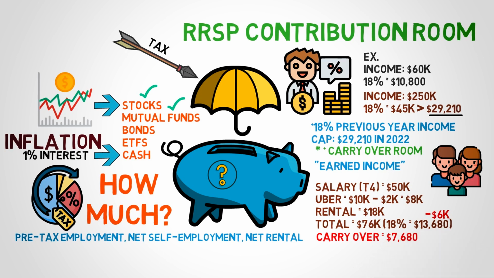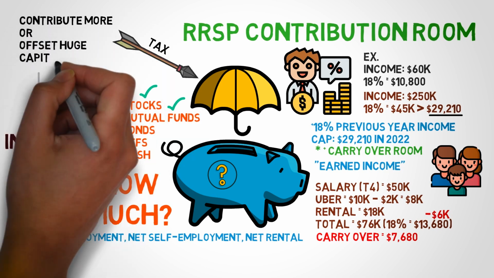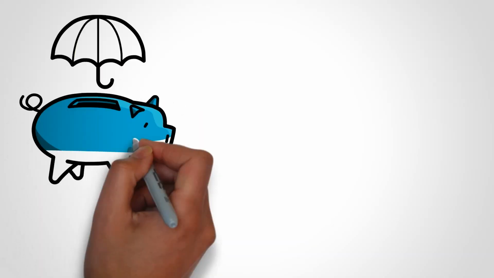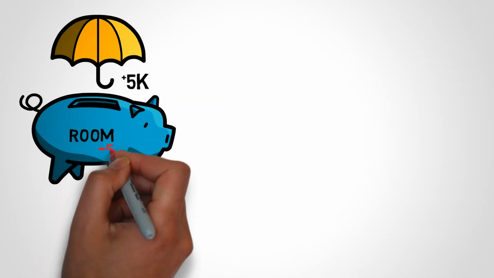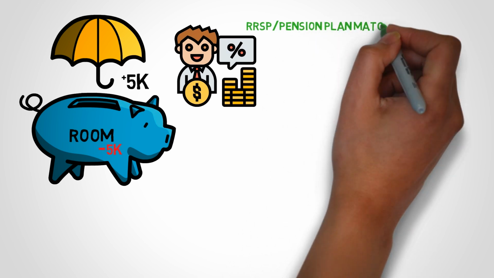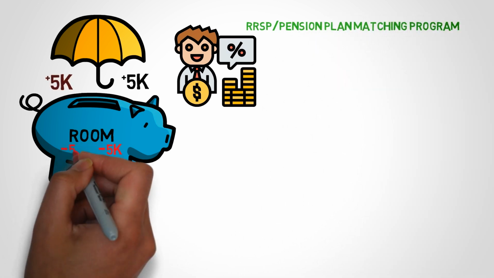Maybe next year you don't have to pay for daycare, you get a raise and are able to contribute a little bit more. Or you can use it to offset a huge capital gain, like selling an investment property. If you make any RRSP contributions, that amount will decrease your available room. This is important to remember because if your employer offers an RRSP or a pension plan, then your employer's contribution will also reduce your available room.